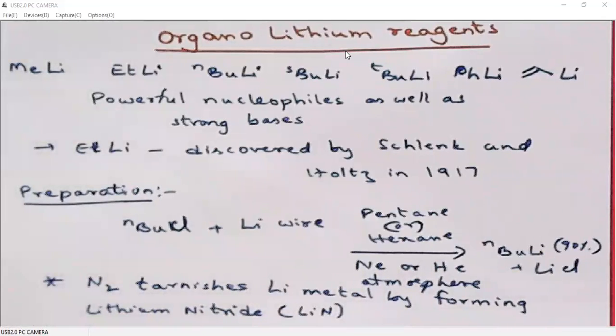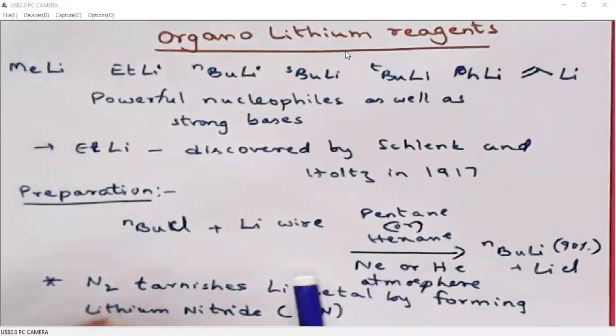So lithium immediately reacts with nitrogen to give lithium nitride, a stable compound. That will dampen the reaction condition, so we cannot get n-butyl lithium if we use nitrogen atmosphere. That is why we generally apply either neon or helium atmosphere in the preparation of alkyl lithium reagents.